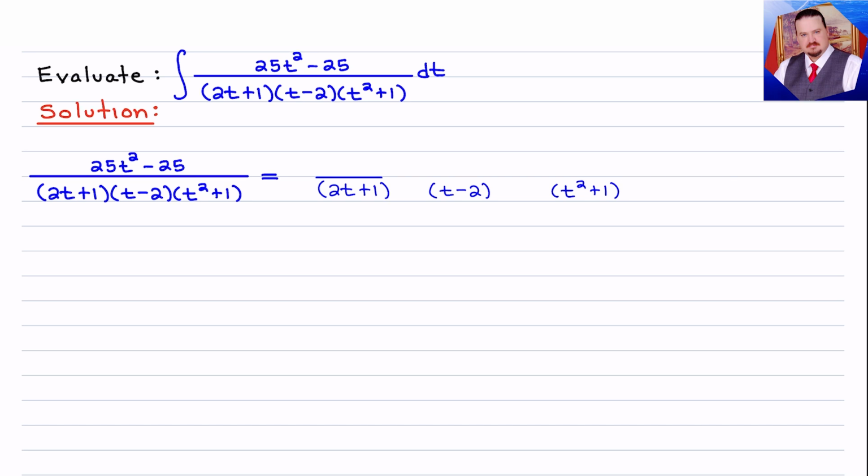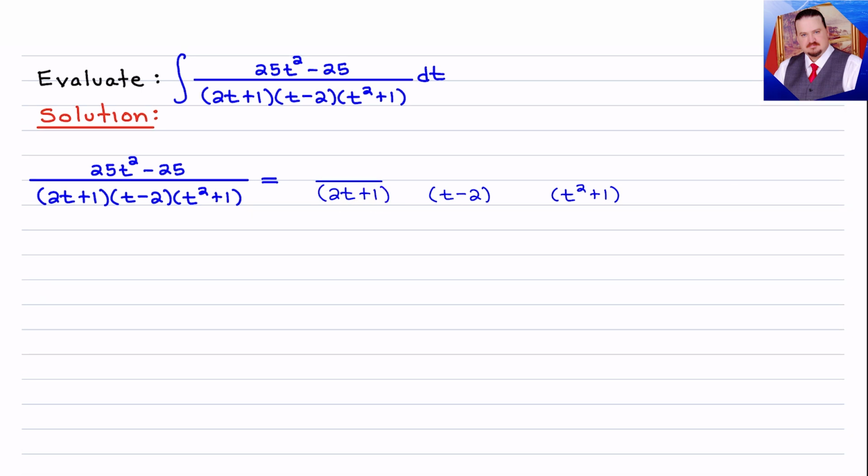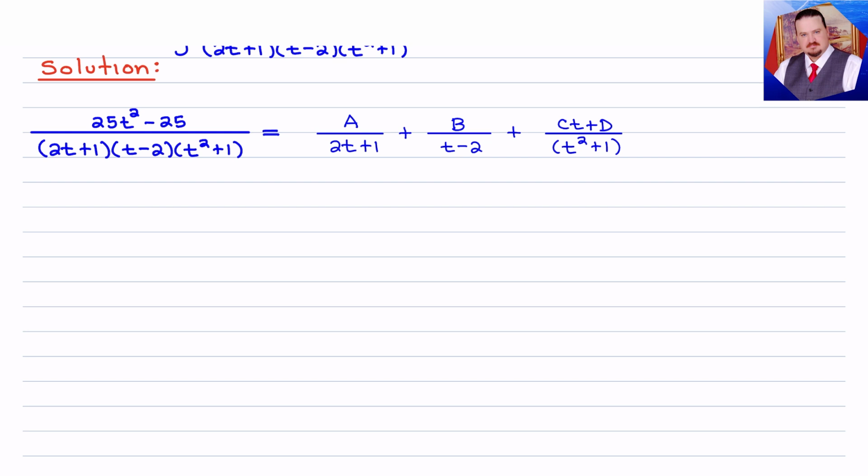Okay, since this is a linear term, we'll have this as some constant a plus. We have another linear term in the denominator. That'll be some unknown constant b. Now, since this is an irreducible quadratic term here, we will write this as ct plus d. t is our variable here. And I don't need the parentheses in the denominator.